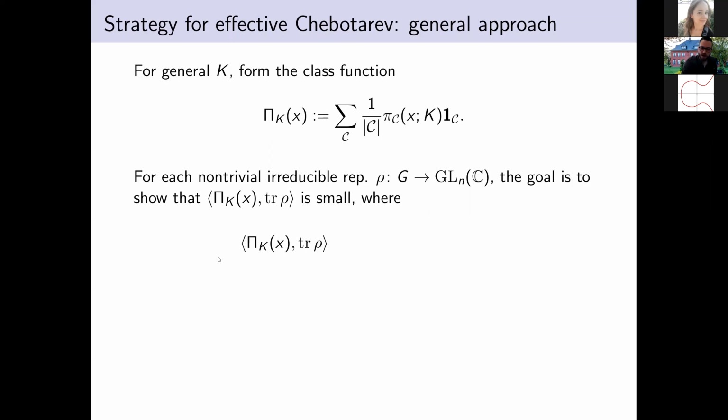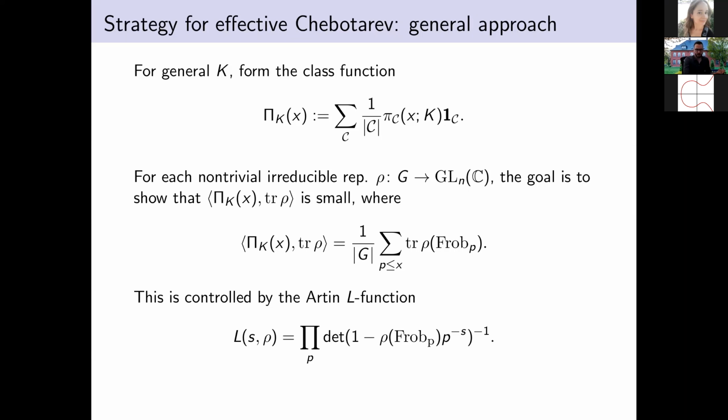And actually, if you think about what this weird inner product is, it turns out that if you just plug it in, what you get out of this is the sum over primes up to x of the trace of Frobenius with respect to this irreducible representation. And this should make you happy. This is the kind of thing that is controlled by explicit formulas for L functions, and in particular is controlled by the Artin L function attached to this representation. So it would be defined like this.